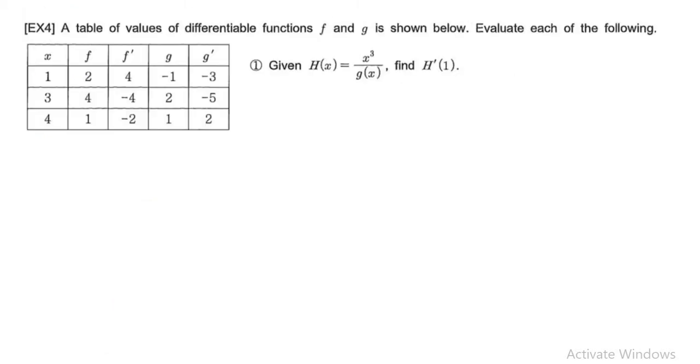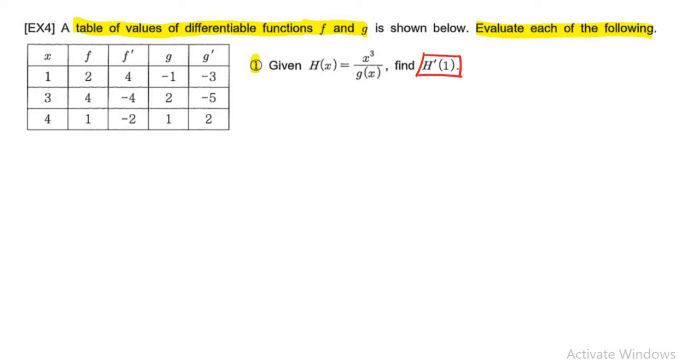I'm now moving on to example number 4. And for example number 4, I'm given a table of values of differentiable functions f and g. And I need to evaluate each of the following problems. So in this first section, for the first part of example 4, I'll do problem number 1 first. And then we'll go ahead and do the rest of the 6 problems. Alright, so I need to find h prime of 1.